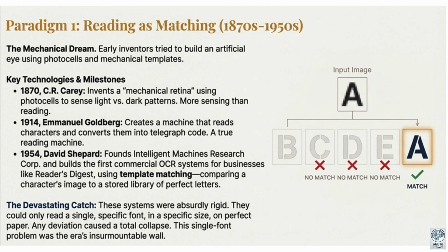Early machine reading system. 1954, David Shepard, first commercial OCR using template matching. The machine compared each letter with stored perfect shapes. The diagram shows an input letter A being compared with multiple templates. Only the exact match is selected, while all slightly different shapes are rejected. This explains why early OCR worked only for one font and perfect print.